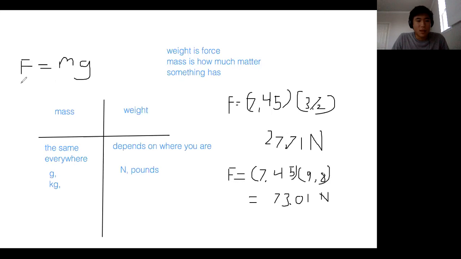This equation is really important to know: weight is equal to your mass times the gravity on the planet you are on. More specifically, in this equation, this would be equal to weight, but weight is a force, so that's correct too.